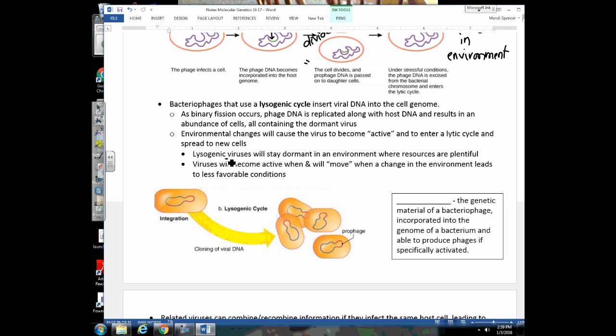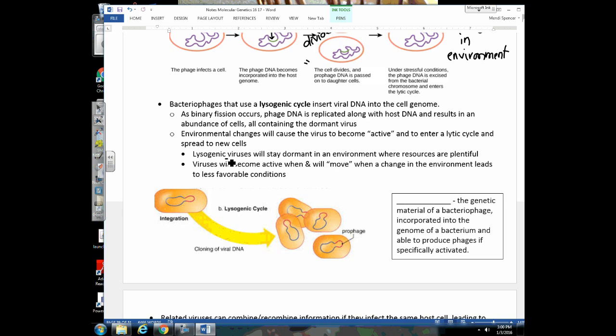However, if there's a change in the environment, then that's going to trigger these viruses to enter this lytic cycle of reproduction. And basically, they're leaving a cell that's in an environment in which resources are not plentiful, and it's going to maybe move to a new environment where there's plenty of resources. Now, let me relate the lytic cycle and the lysogenic cycle to a virus that infects eukaryotic cells.